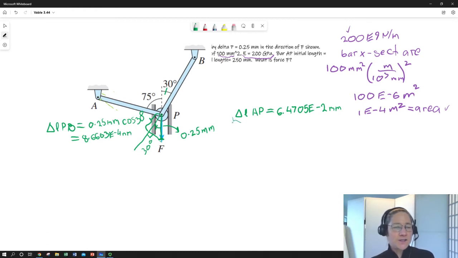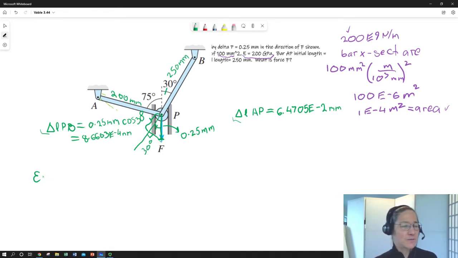Okay, so we have changes in length for both bars. We have original lengths for both bars, 200 millimeters and 250 millimeters. So from that we can get strain, and I'll assume that everybody knows this means axial strain. We're not shearing the bars, we're just stretching them, so everything is axial or normal strain in the direction indicated by the axis of the bar.